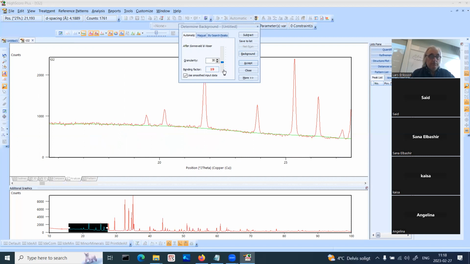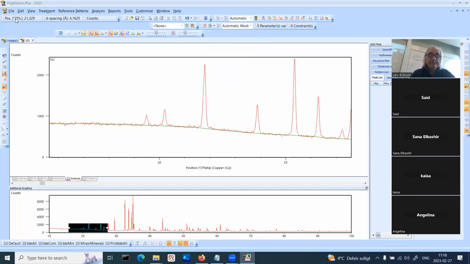So perhaps we should do this, which is perhaps reasonable. Granularity, if we decrease that, what happens? Yeah, then we start to model the peaks also. But we should have quite a high enough value to not introduce some partial description of the peaks. So this is probably okay.